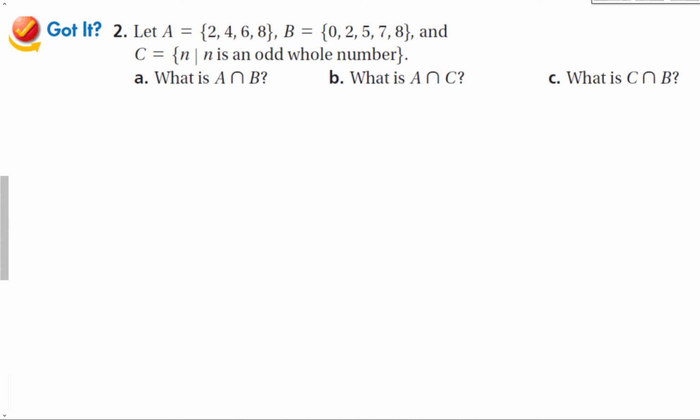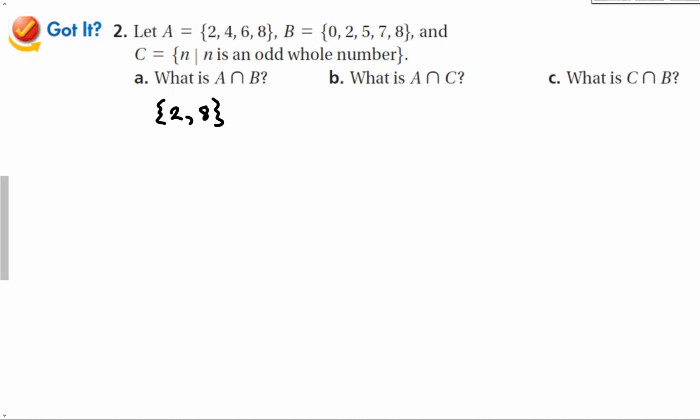Okay, so let A equal {2, 4, 6, 8}, let B equal {0, 2, 5, 7, 8}, and C is going to be n such that n is an odd whole number. Let's see if we can figure this out without having to write out set C. A intersect B, nice and easy. Just look at these two, and what do they have in common? Well, they have 2, not a 4, not a 6, and they have an 8. So A intersect B is {2, 8}.